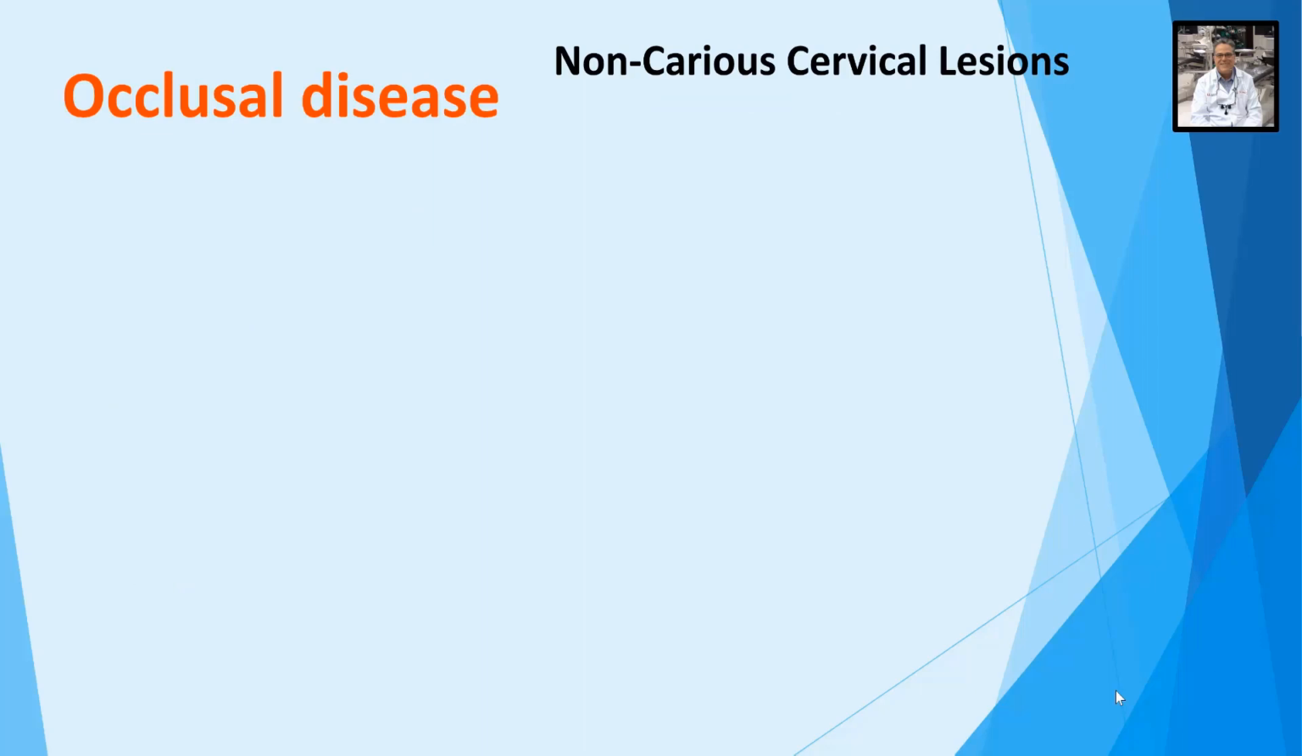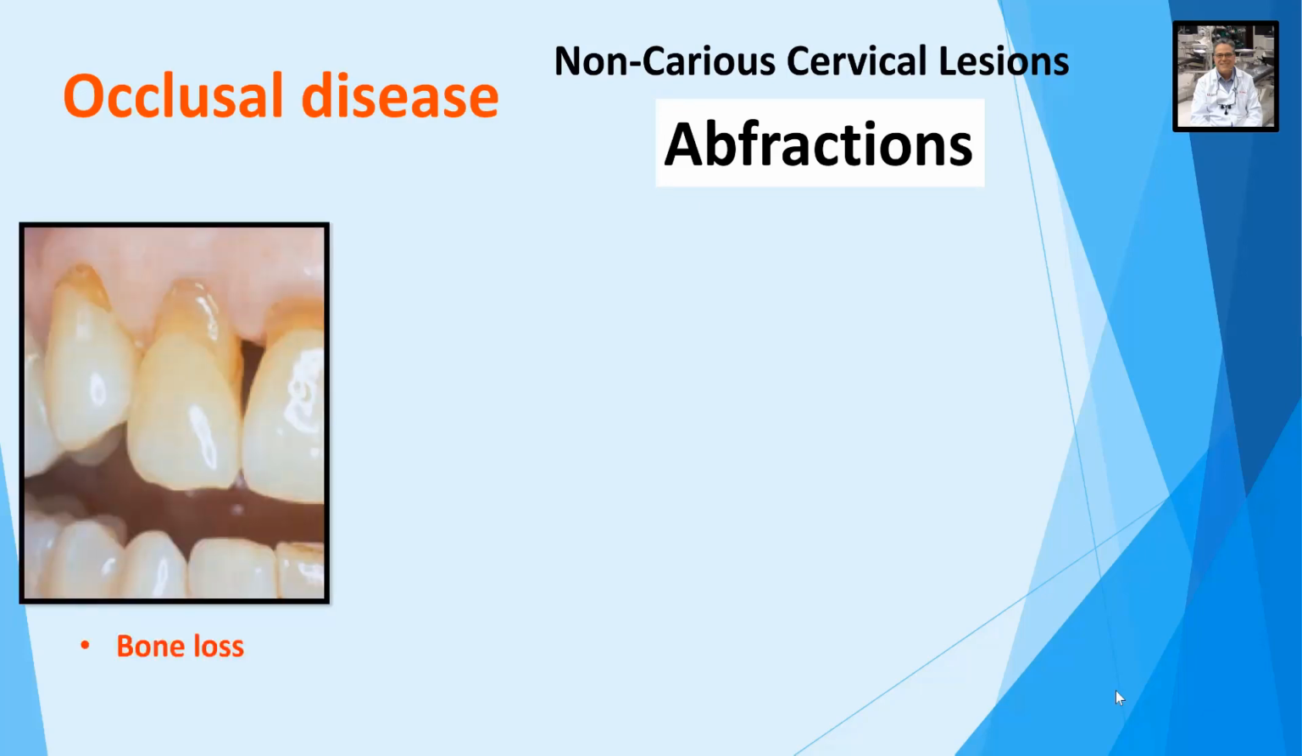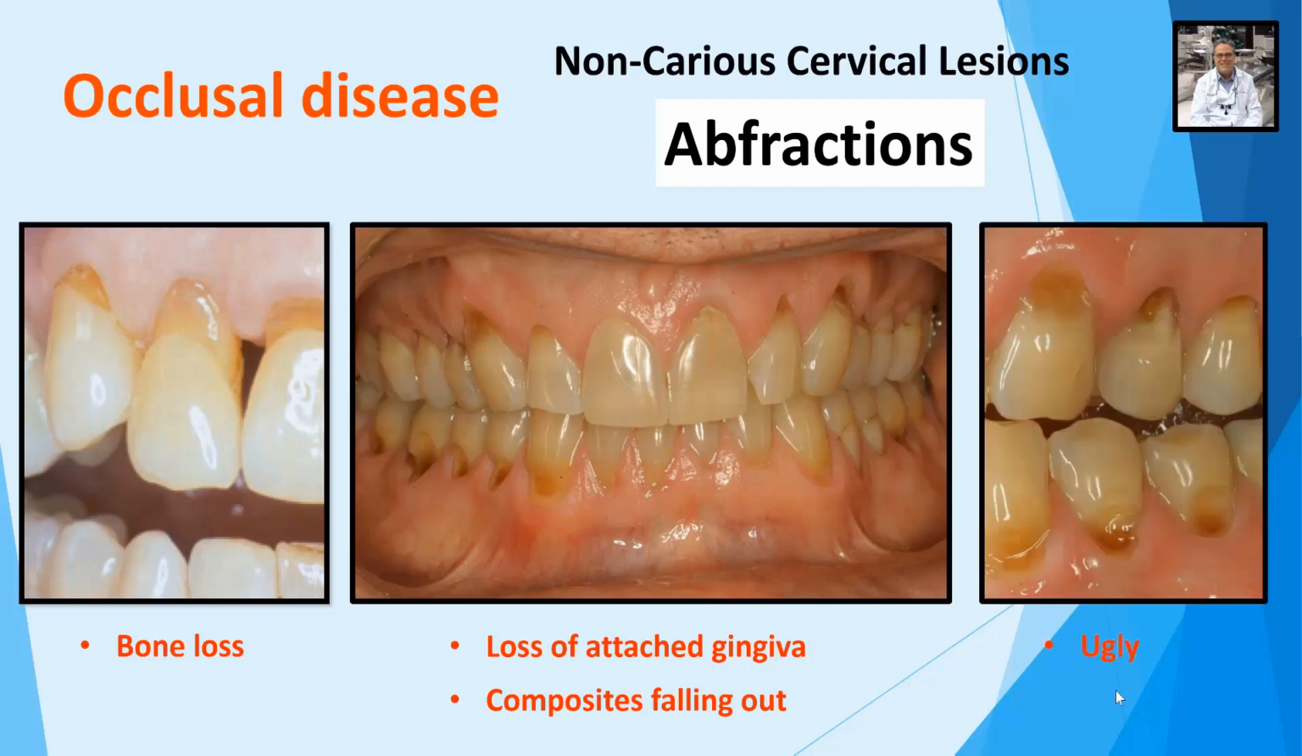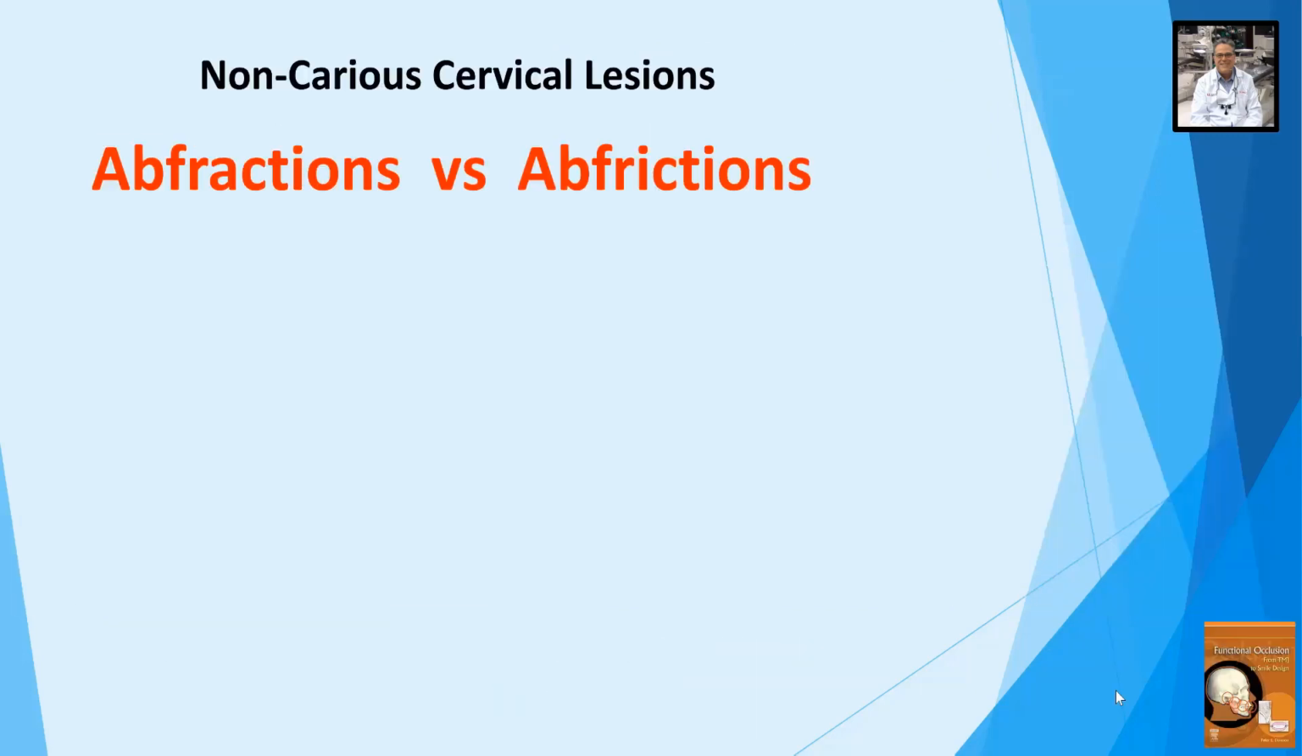Let's have a look at non-carious cervical lesions. Sometimes we call these abfractions. Well, often you get bone loss, which potentiates periodontal disease. We lose our attachment, often no more attached gingiva, which makes the recession go quicker. And if you try to put fillings in some of these people, they tend to pop out, and they're just kind of downright ugly.